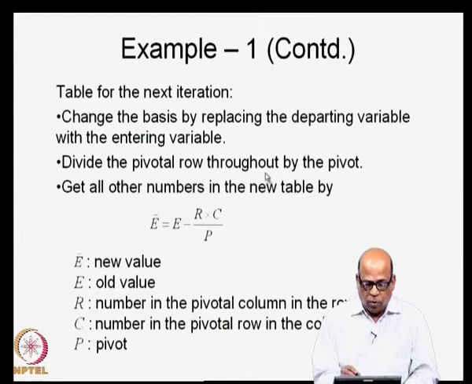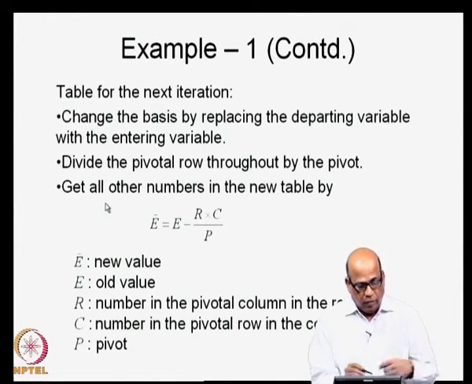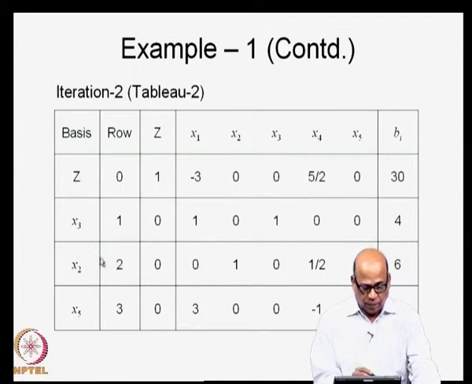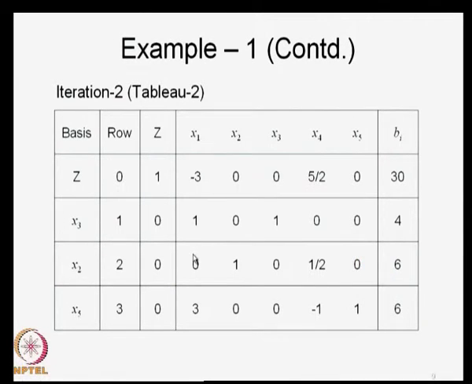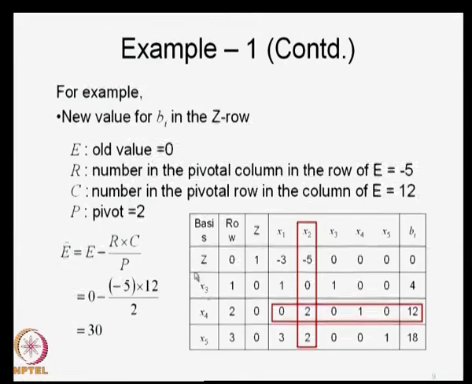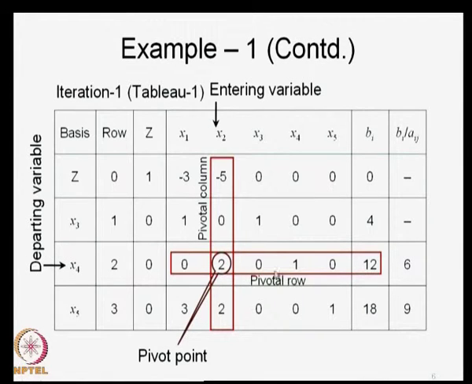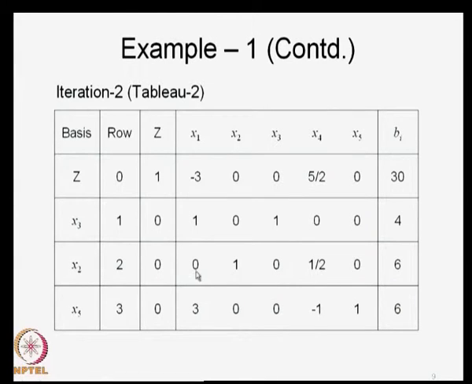Then we divide the pivotal row throughout by the pivot. We will first do that and then explain. So, we wrote Z, x3, x2, x5, and the rest remains the same. We first rewrite the row corresponding to the pivotal row by dividing by the pivot, which was 2. So, I am dividing this row by 2: 0 by 2, 2 by 2, 0 by 2, 1 by 2, 0 by 2, 12 by 2. That is what we write here: 0, 1, 0, 1 by 2, 0 and 6. So, up to the BI column I rewrote. This is the first row to be written.